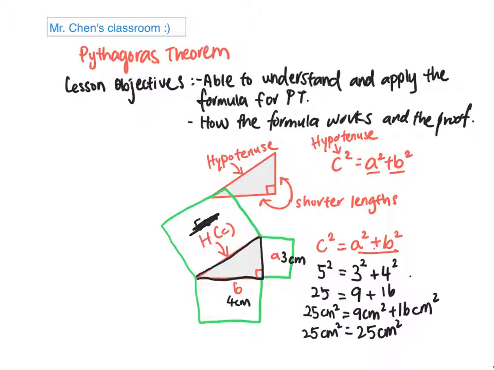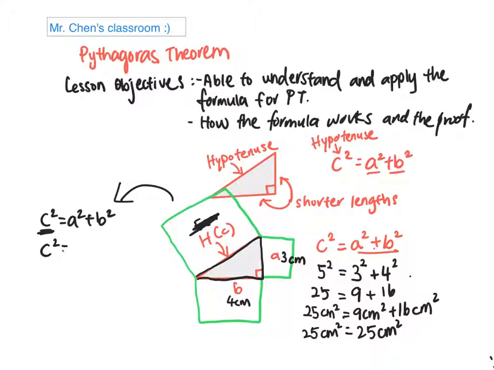If it is not given, you will be able to find what that is. So let's pretend the 5 centimeters is not there for a second. You're given the shorter two lengths, which are 3 and 4 respectively. So let's do it over here. c squared equals a squared plus b squared. We don't know what c is and we want to find that out.